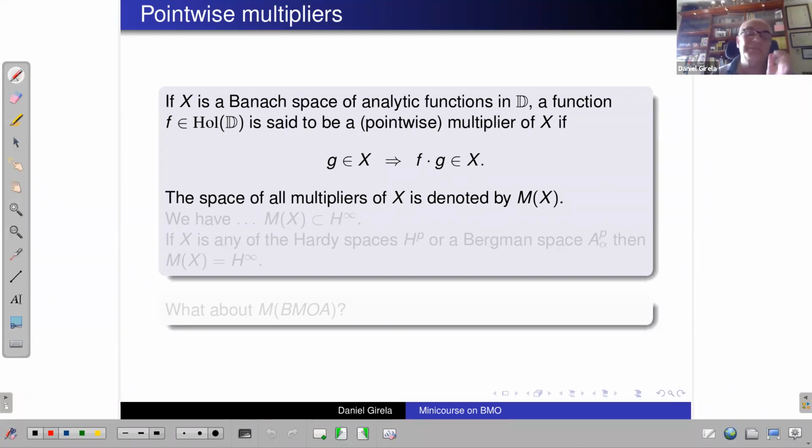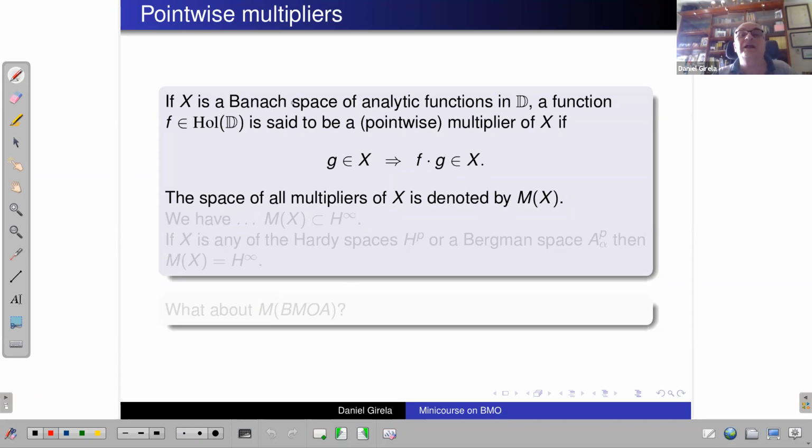But what happens if we have a function in VMO and we multiply it by a Blaschke product? Can we say something? Well, we can speak a little more generally, about multipliers. This definition, you all know the definition.